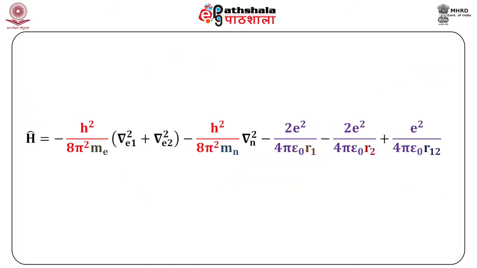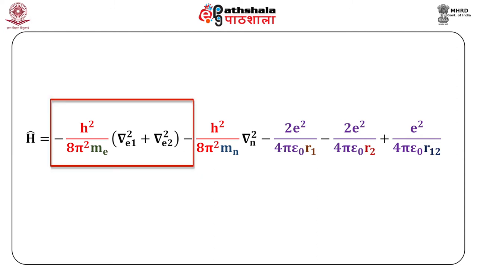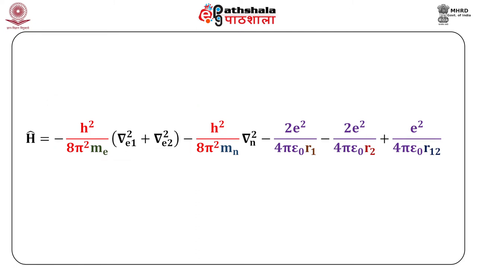If we look at the corresponding Schrodinger equation for the helium atom, it looks like h cap is equal to minus h square upon 8 pi square me, where me is the mass of the electron. Then we have del electron 1 square plus del electron 2 square. These are the corresponding kinetic energy terms of electron 1 and electron 2. Then the next term is minus h square upon 8 pi square mn del n square. This represents the kinetic energy term of the nucleus.